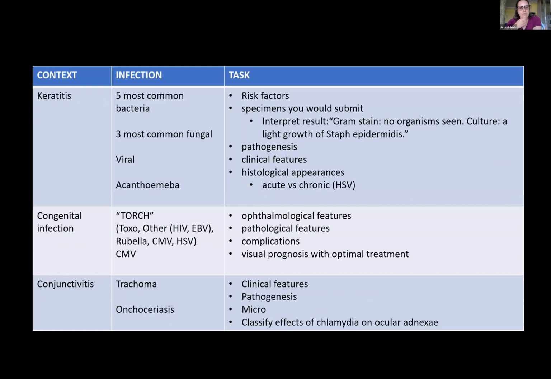Keratitis, and it specifically asked 5 most common bacteria, 3 most common fungal, and then viral and acanthamoeba came up a couple of times. Congenital infections, TORCH wasn't specifically asked about. I've just put that in as a reminder for what infections those are important under congenital. CMV came up specifically, and then conjunctivitis, trachoma, onchocerciasis. So I hope that's a useful table for looking at what came up.